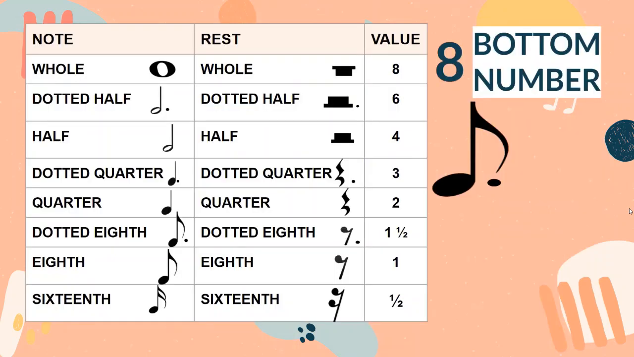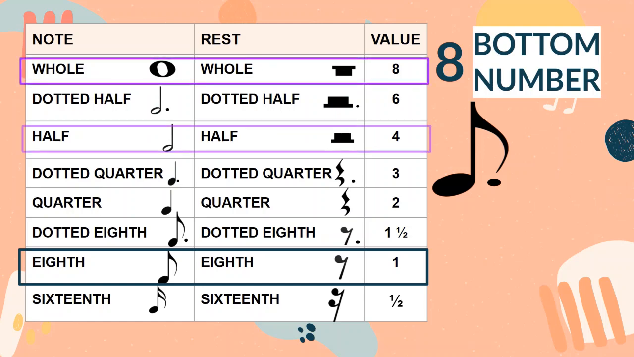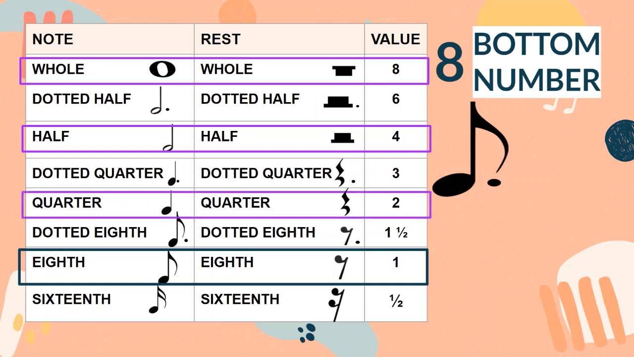If the bottom number of the time signature is 8, the note and rest that will receive 1 beat is the eighth note and rest. Again, the values of the notes and rests will be adjusted. The value now of the whole note or rest is 8, the half note and rest is 4, the quarter note or rest is 2, and the 16th note or rest is 1/2.